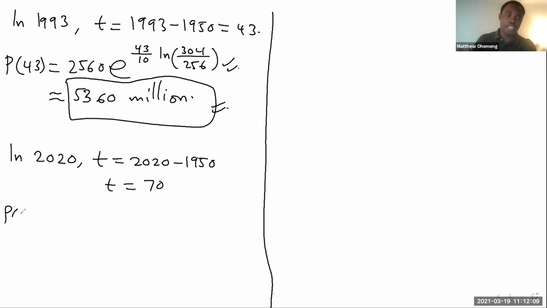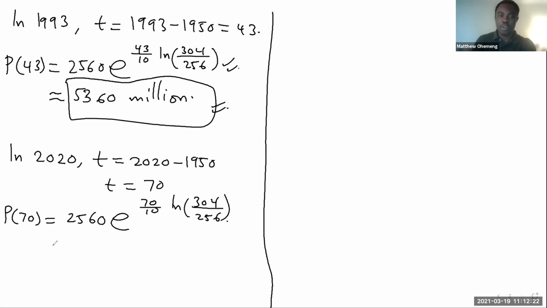So that means you just need P of 70, and that will be equal to 2560 e to the 70 over 10 ln of what? 304 over 256, right? Then depending on what the question asks you to approximate to, for this one we just approximate to the nearest thousands or some thousands of millions. So that's 8524. Approximately 8524 million. And that's all. We are done.